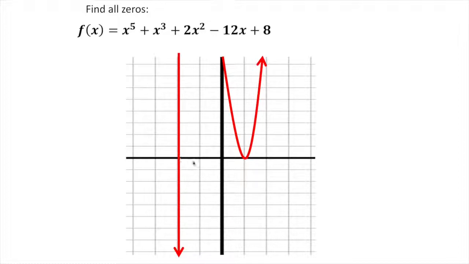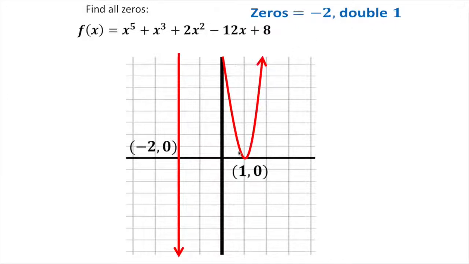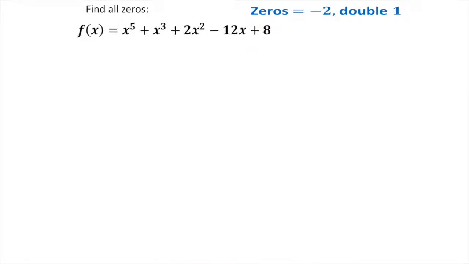So I've got a -2 here. I know that's an answer, and I've got two 1s. I know those are answers. So my zeros in this case are -2 and a double 1. Double because it bounces. This is going to become important. Now what we're going to do is use synthetic division. Bounces twice, there you go.